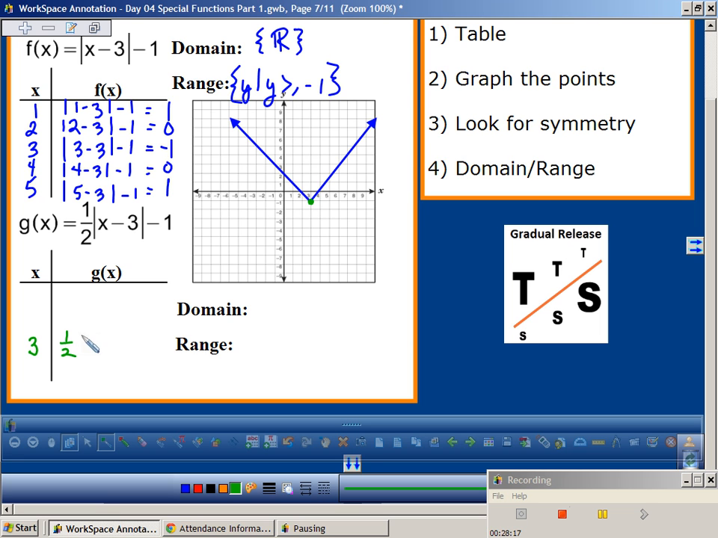I get 1/2. Then 3 minus 3 equals 0. 0 times a half. The half has nothing to do with this one, right? The half doesn't even affect it because the half is multiplied by 0. So it is, in fact, right there. That's my vertex.